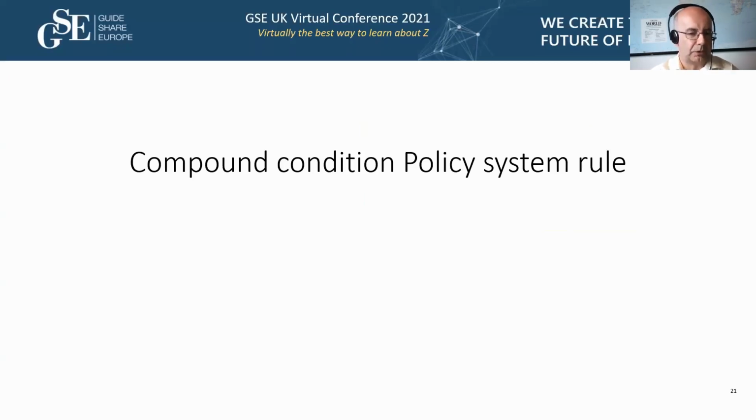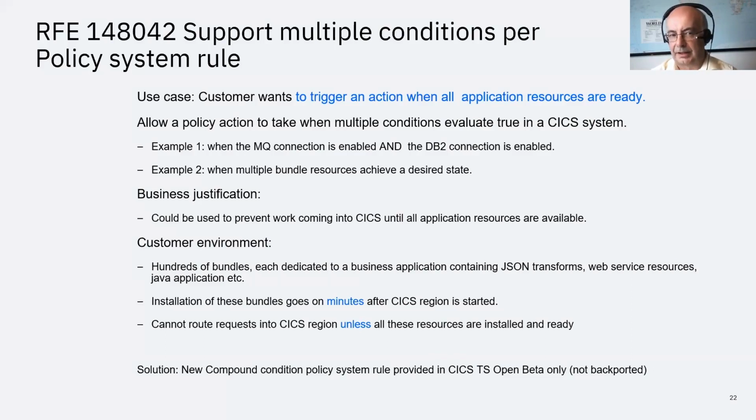So what we call the compound condition policy system rule. So this is again as a result of RFEs coming in. At least one, I forget, there might be others, but certainly the main trigger for this was an RFE that came in where a customer wants to be able to trigger when multiple conditions are true. So give you a simple example, when both the MQ connection and the DB2 connection is enabled. Now we have policies already allow you to do those separately, but they wanted to trigger and do something when both the conditions were true.